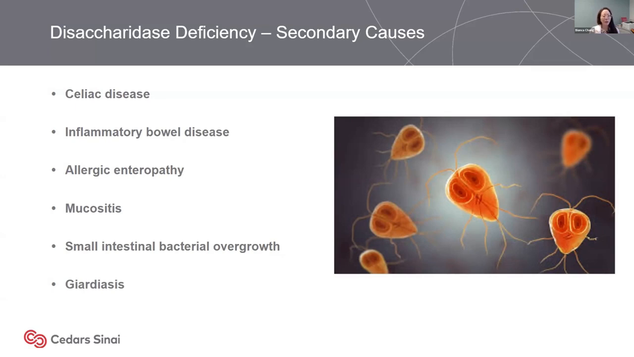Allergic enteropathy, so allergies that affect the small intestine. Mucositis, this is typically in the setting of chemotherapy for cancer. Small intestinal bacterial overgrowth, which is an overgrowth of the wrong types of bacteria in the small intestine. And then Giardia. Giardia is a parasitic infection that can also cause a lot of bloating, gas, and diarrhea. The picture on the right is an illustration of Giardia, but this is actually what it looks like under the microscope. It has what's called an owl's eye appearance, but those actually aren't eyes, they're just inclusions, but that's what Giardia tends to look like under the microscope as well.